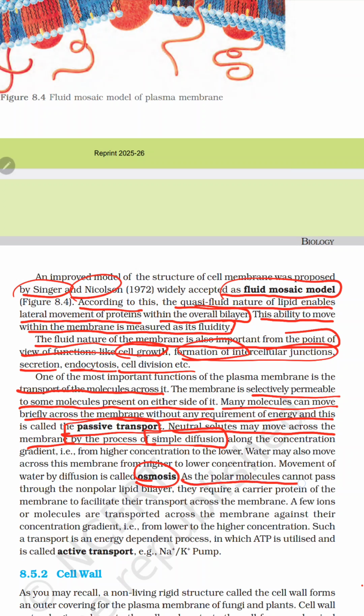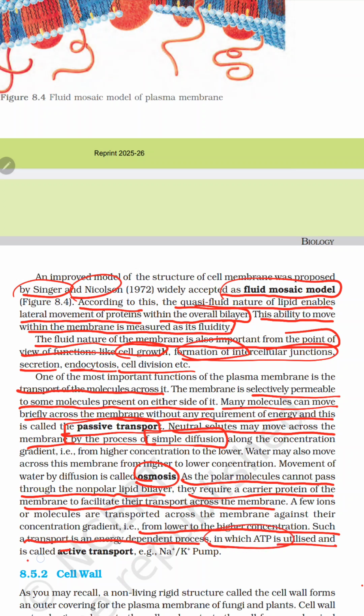As polar molecules cannot pass through the lipid bilayer, they require carrier proteins. Carrier proteins of the membrane facilitate the transport across the membrane. Also, a few ions and molecules are transported across the membrane against the concentration gradient, from lower to higher concentration. This is an energy dependent process in which ATP is required and utilized, and this is known as active transport.